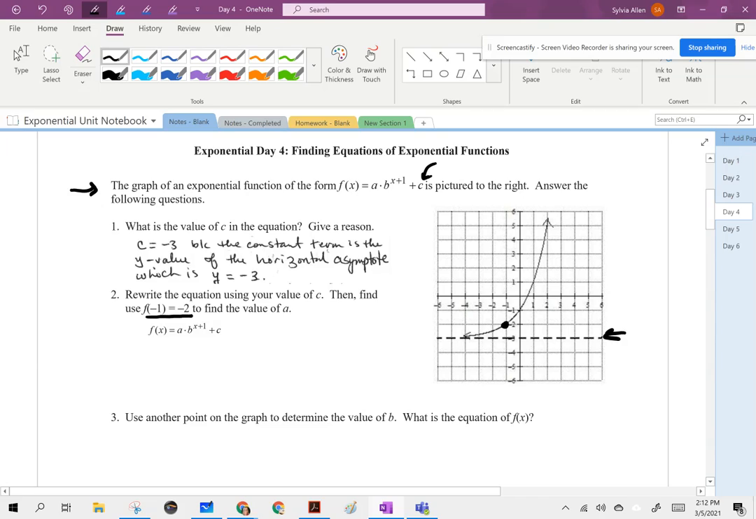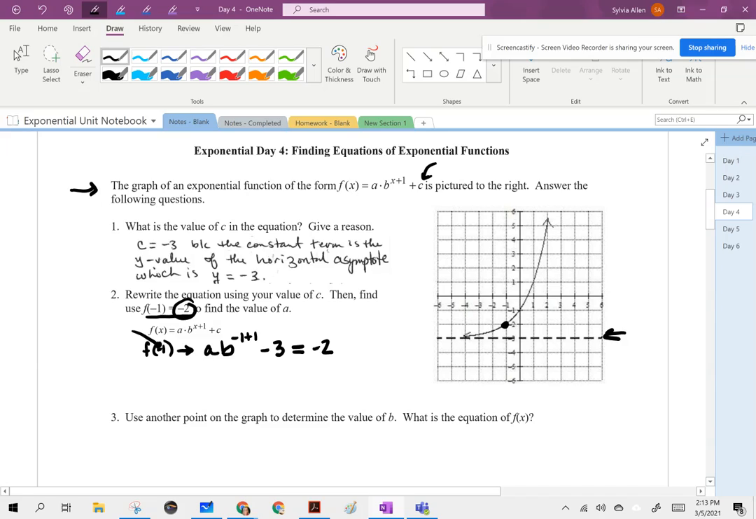So f of x is just simply, what we're doing is replacing f of x with -2. But for some of you, let's just do proper notation. So I'm going to replace x with -1. So what that means is I'm going to have A times B to the -1 plus 1. And then my C value is -3, and then it is going to equal -2. Okay, so when I plug in -1, f of -1, this is what I get.